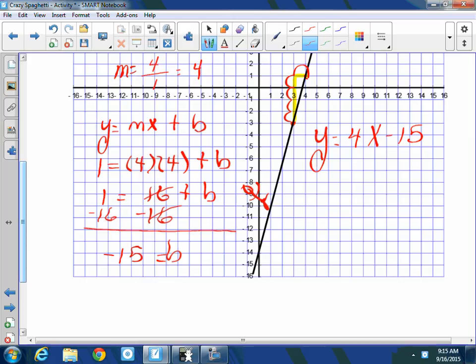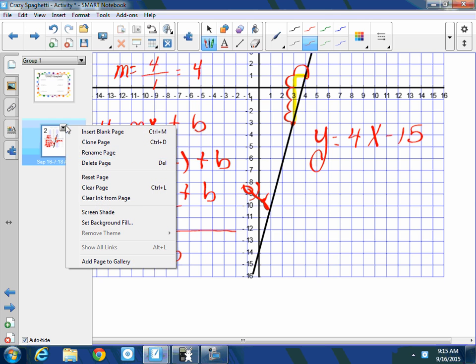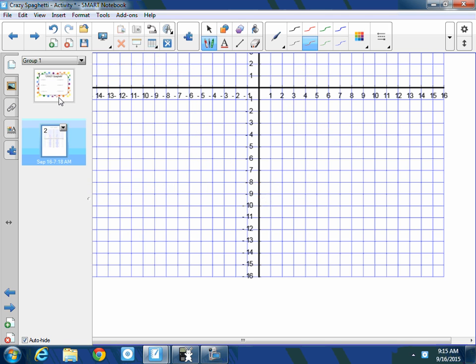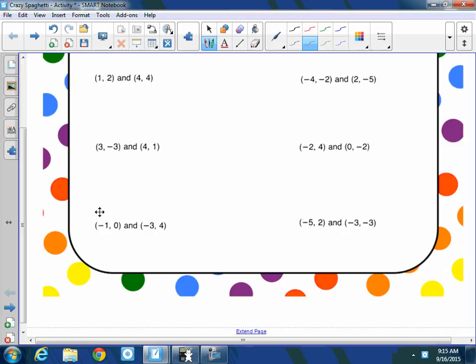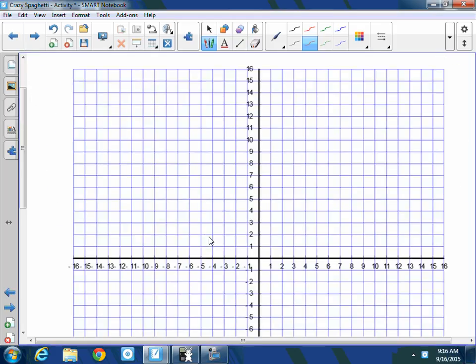Let's do one more by hand, and then let's grab the calculator, and we'll do the rest with the calculator. All right. Next point. Somebody write it. Negative 1 and 0, and negative 3 and 4. Thank you so much. So negative 1 and 0, and what was the other one? Negative 3 and 4. Put the straw over it.